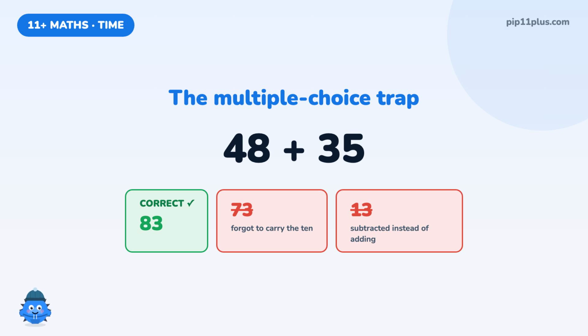The correct answer is always one of the options, but so are the answers you'd get from a common slip. Look at 48 plus 35, it's 83, but forget to carry the 10 and you'd get 73. And there it is, waiting. Subtract by mistake and you get 13, also offered just to tempt you. Your job is to spot those traps, and time questions are full of them.